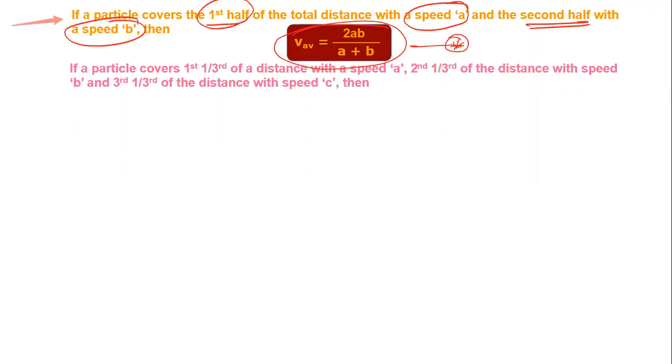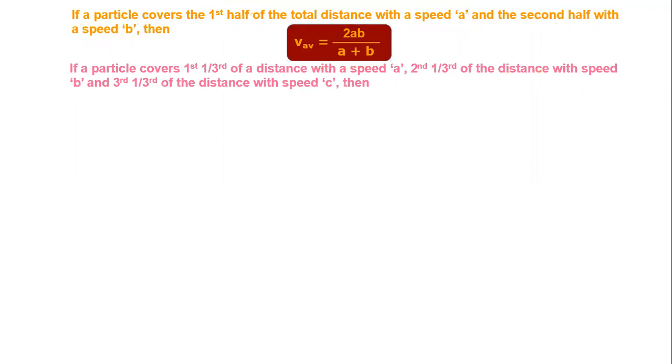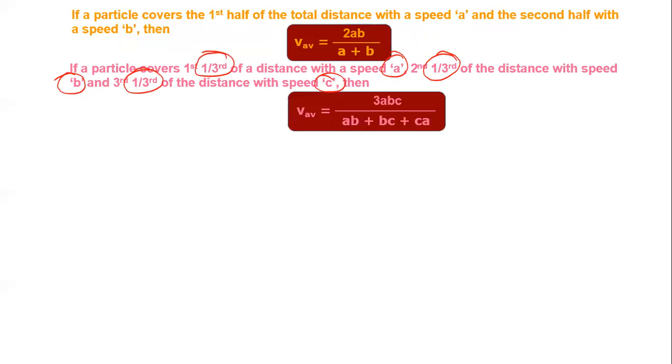Similarly, another case. If a particle covers the first 1/3 distance with speed A, the second 1/3 with speed B, and the third 1/3 with speed C, then V average is given by this formula: 3ABC divided by AB plus BC plus CA. So here A, B, C are the speeds.